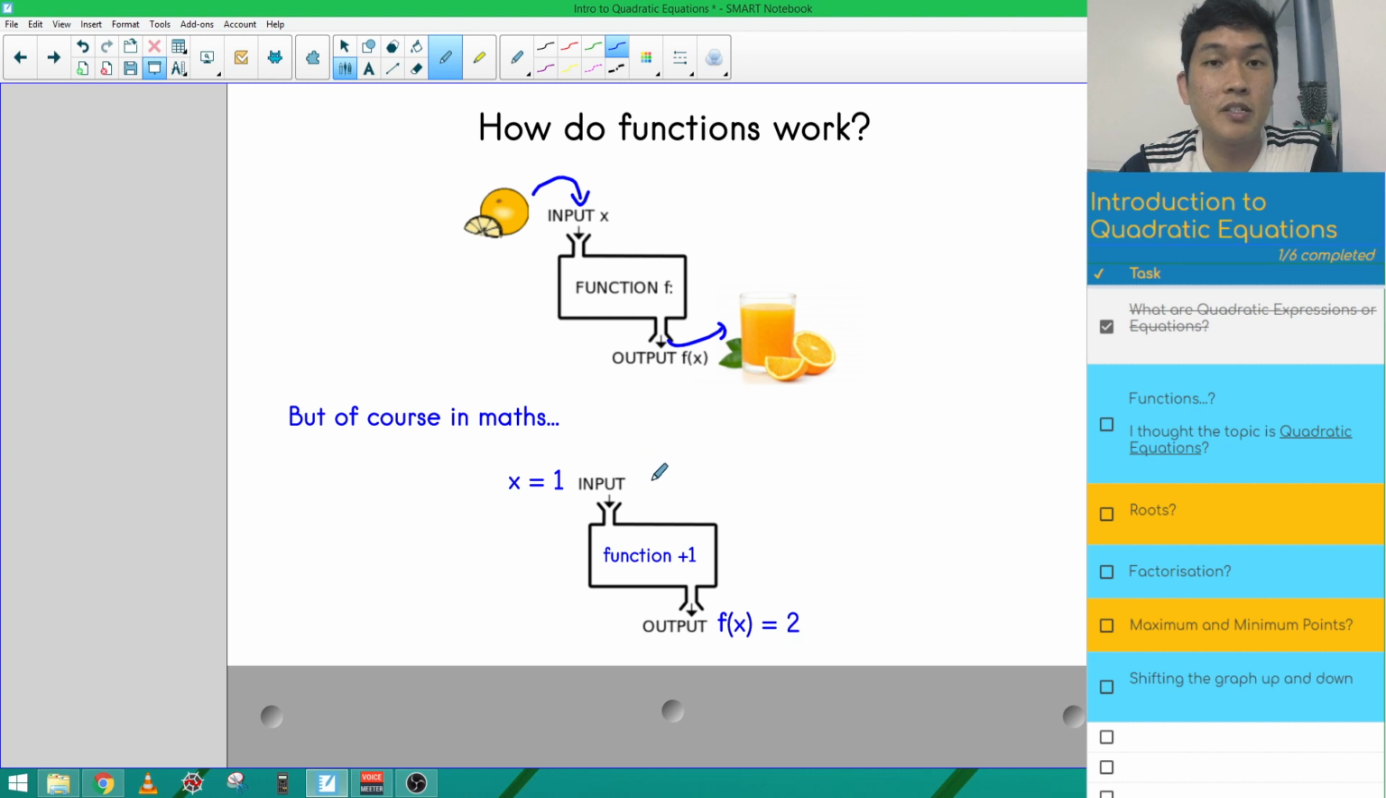But of course, in mathematics we deal with numbers, not fruits and oranges. So for example, if I have a machine that adds 1, that's all it does. If I put in x equals 1, my input is 1. The machine will add 1 to what I put in, so that's 1 plus 1, and what you get out is 2. Rather simple.